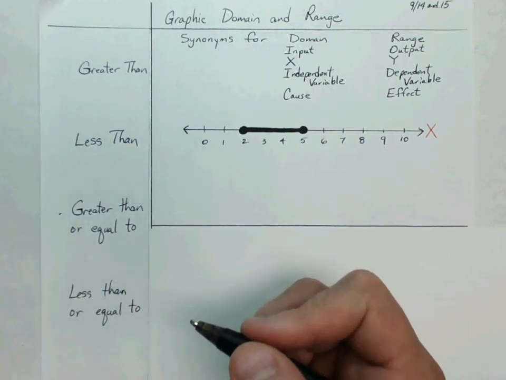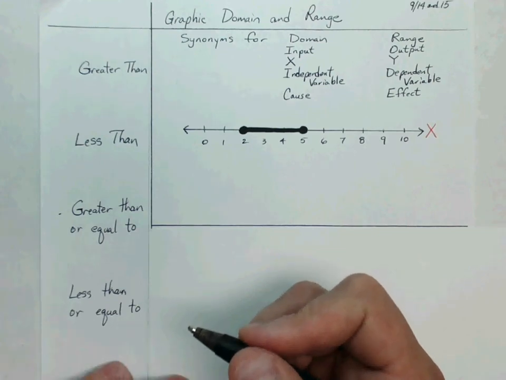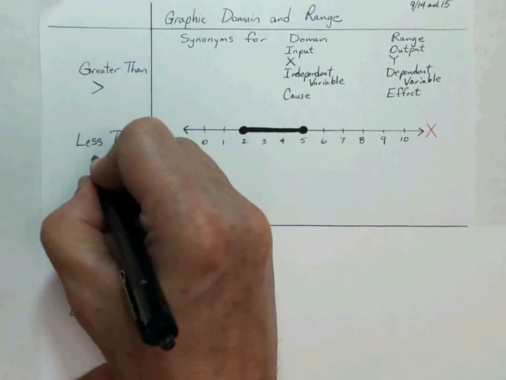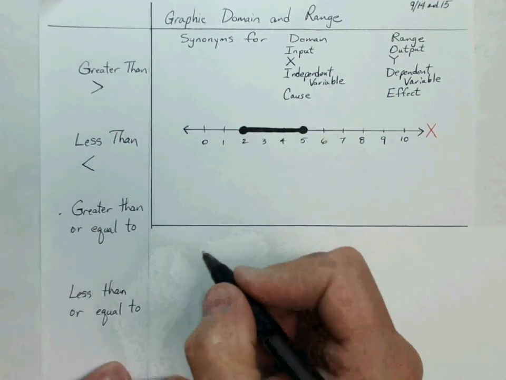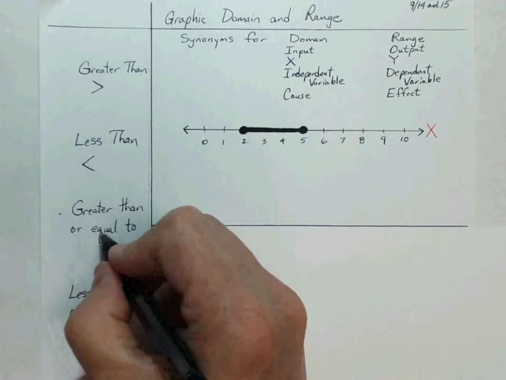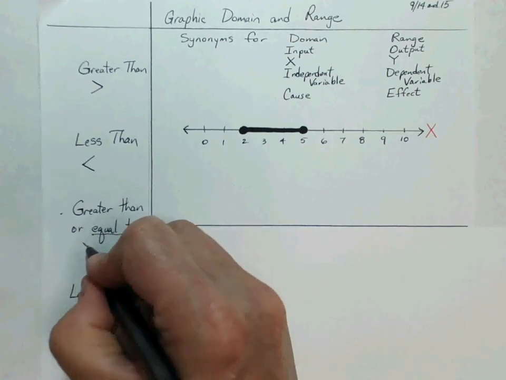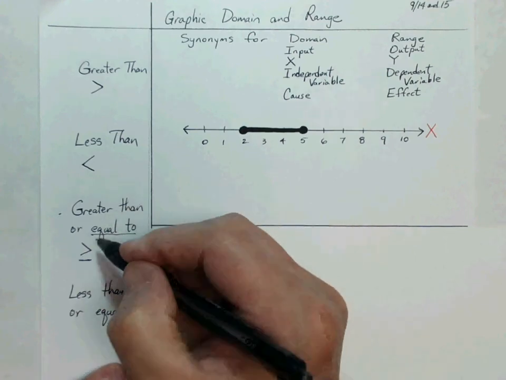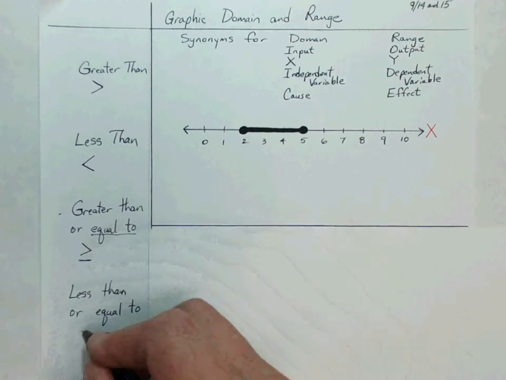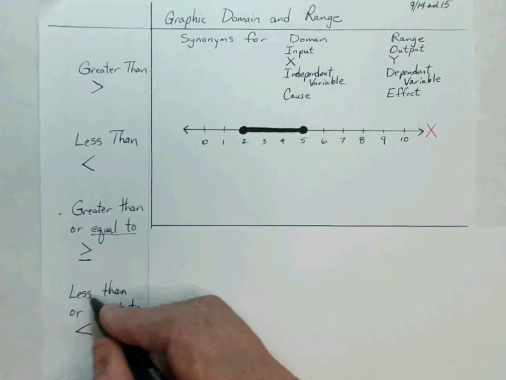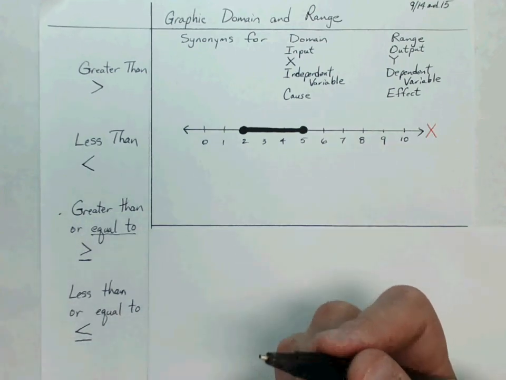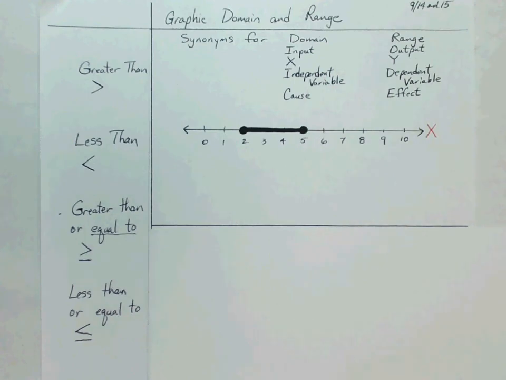Now, there are some mathematical symbols that go with that. Greater than looks like this. Less than points to the left. Greater than or equal to means that we have a partial equal sign under the greater than sign, and the same thing with less than. Less than or equal to has a partial equal sign underneath that. So those are some that we need to remember.